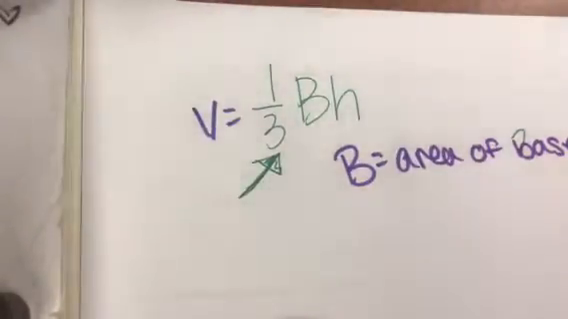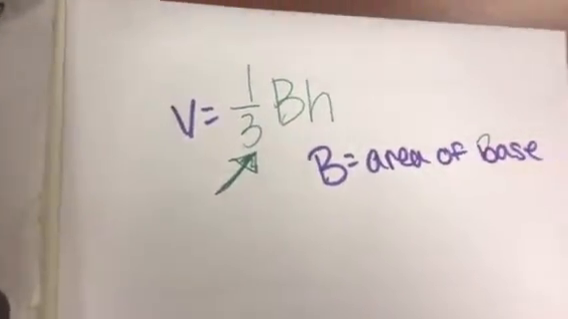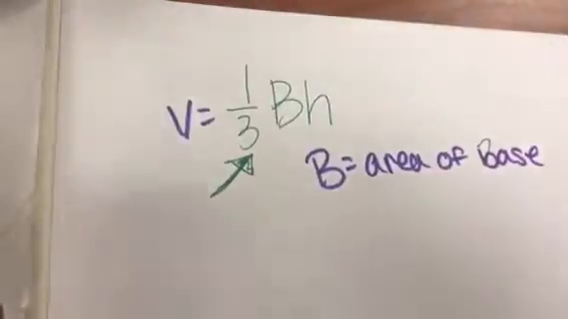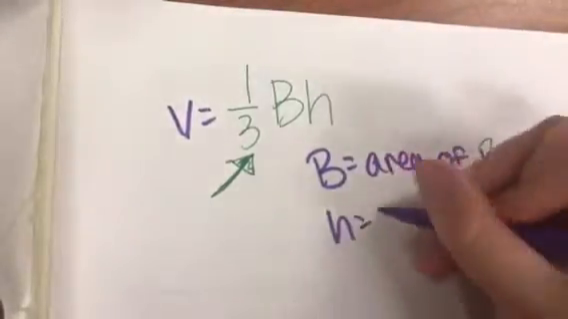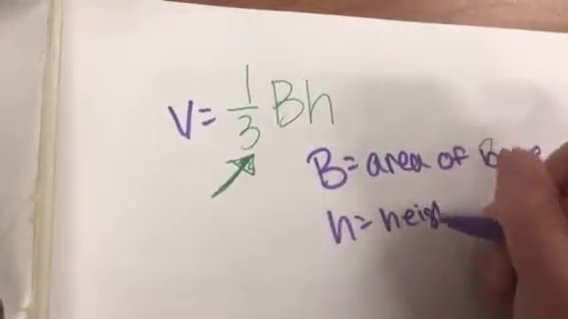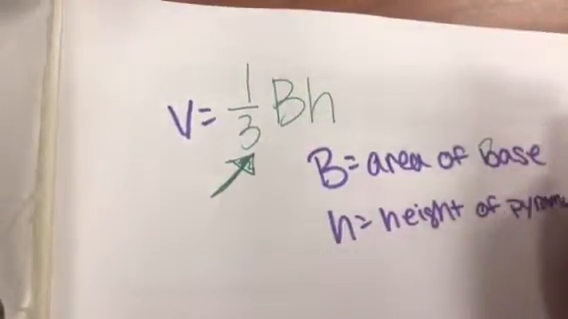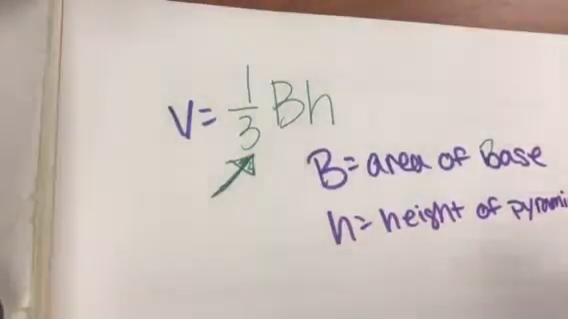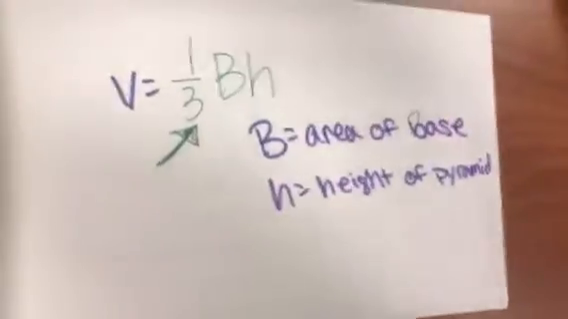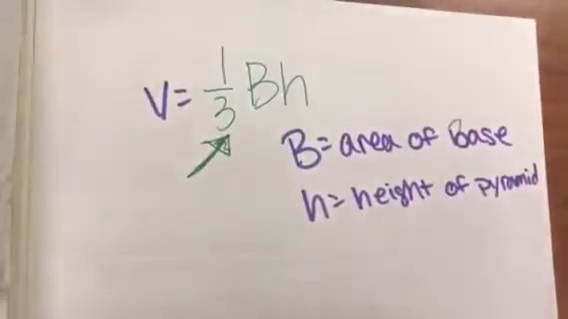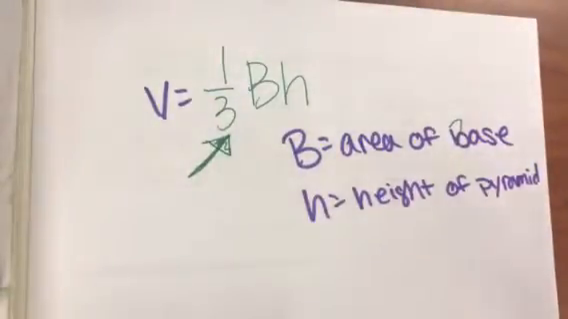I capitalize it with my kids just to be consistent. Area of the base. I'm just bad with capitalization. And H was height of the pyramid. I almost said prism. I will say pyramid and prism and interchange them. So, height of the pyramid. We've got volume equals 1/3 B, area of the base, times the height.